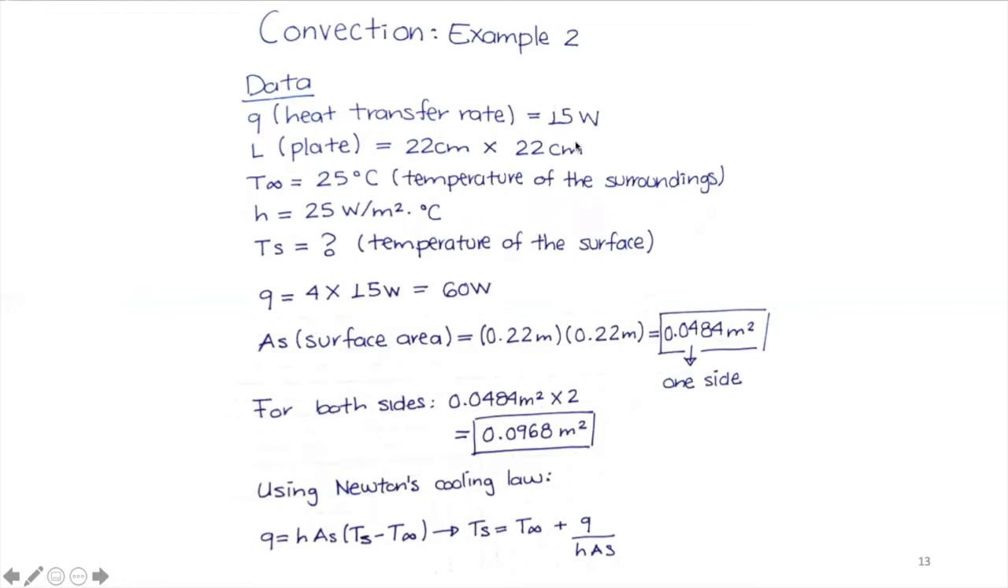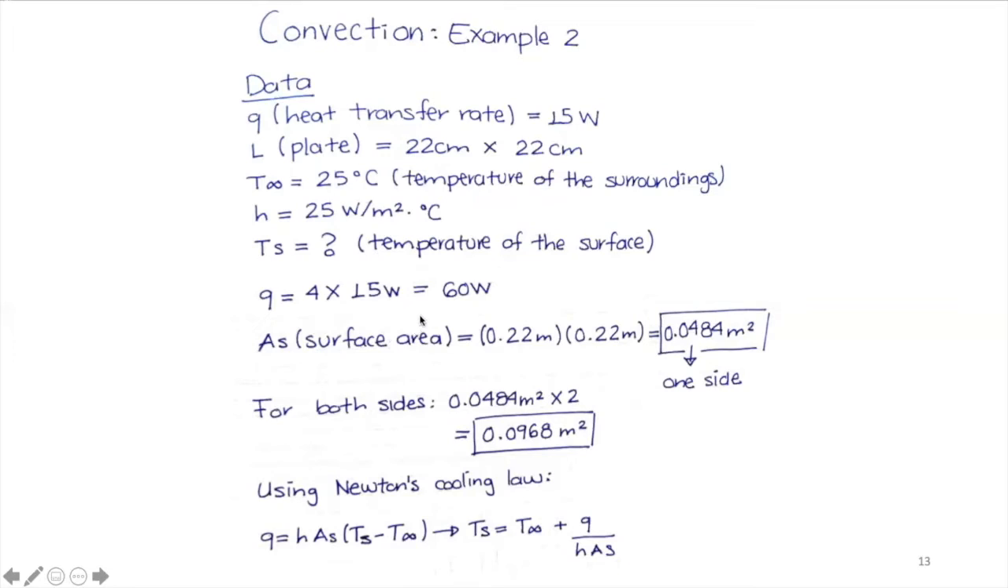So we have a heat transfer rate of 15 per transistor. The dimensions of the plate are 22 by 22. The temperature of the surroundings is 25 Celsius, the convective heat transfer coefficient is 25 watts per meter square Celsius, and we want to know the surface temperature. We have 4 transistors, each dissipates 15, so 15 times 4, right? It says that we consider the whole transistor to be covering the whole area of the plate, right?